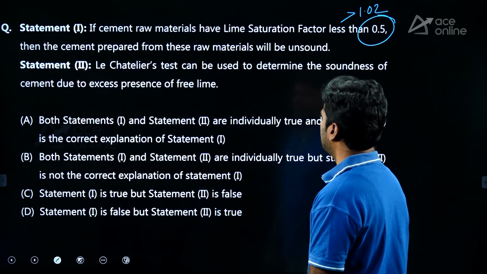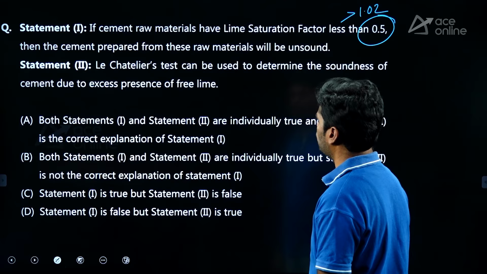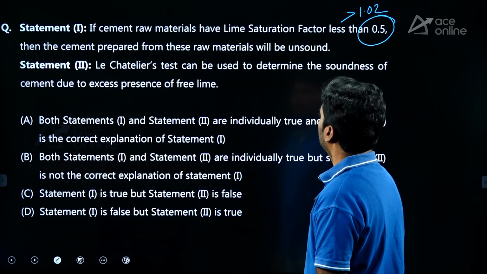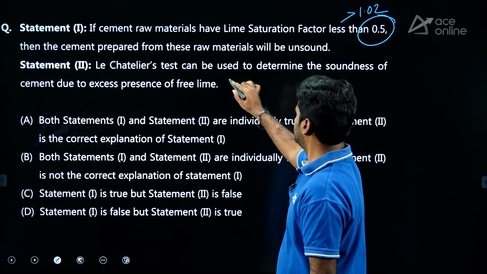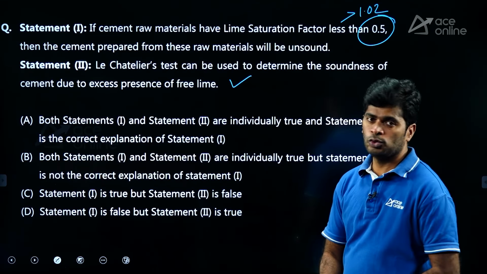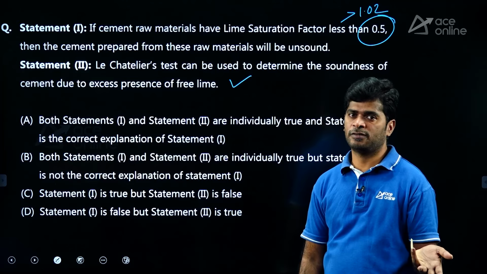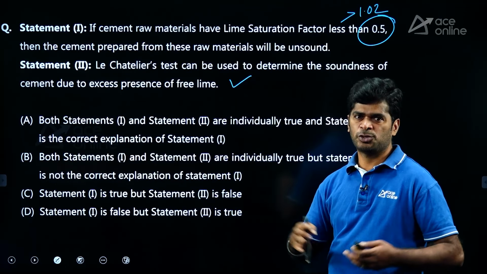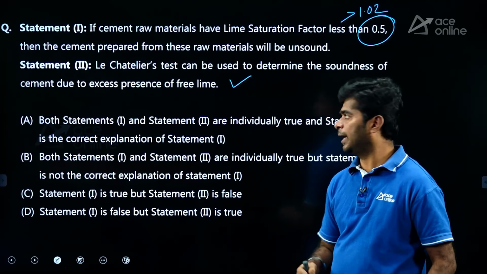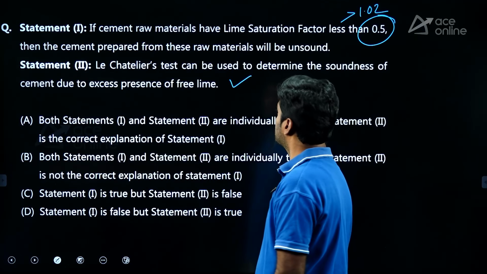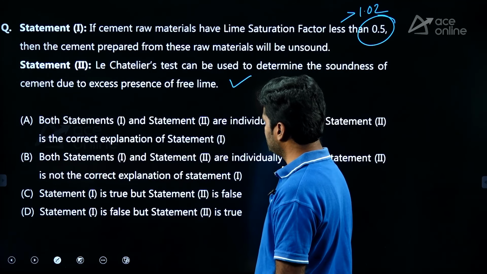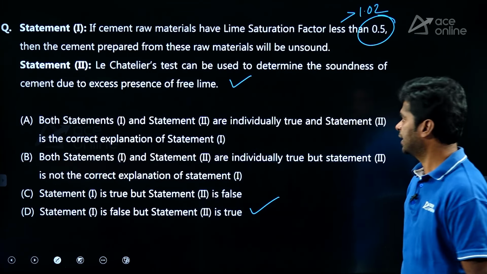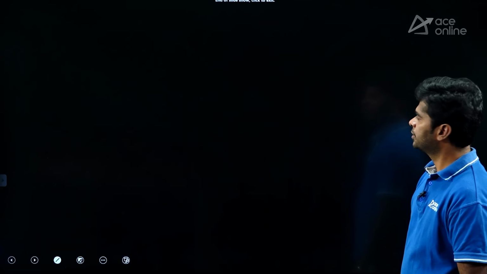Statement 2, Le Chatelier test can be used to determine the soundness of cement due to excess presence of free lime. True. Le Chatelier apparatus is used to determine the soundness of cement. Mainly due to lime, it will expand. So, statement 2 is true, statement 1 is false. Option D is correct. Okay?